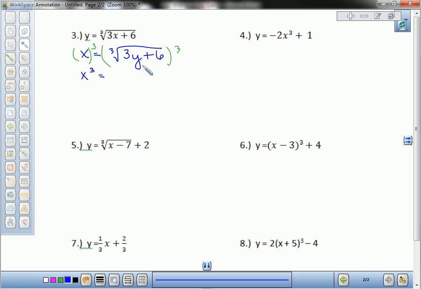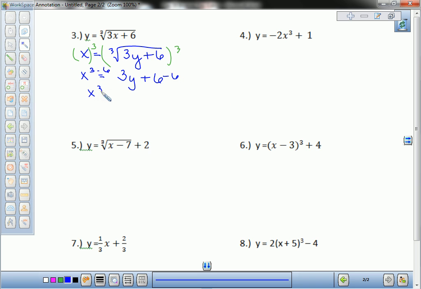And what happens to the right side when we cube a cube root? They just cancel. So basically, we're freeing up what was under that cube root. Okay, so now we need to continue to solve for y, because solving for y is step 2. So to solve for y, what would I do first? Subtract 6.